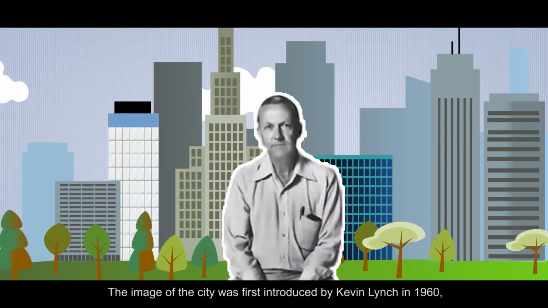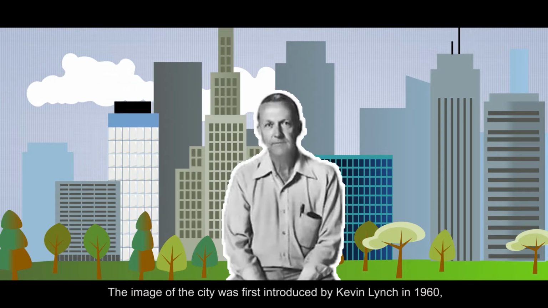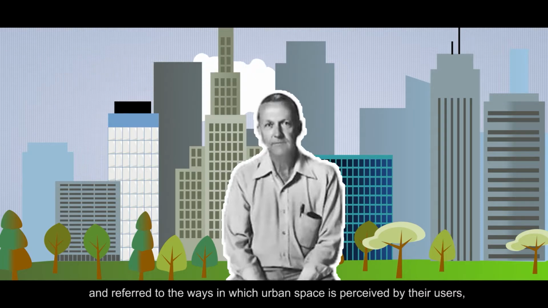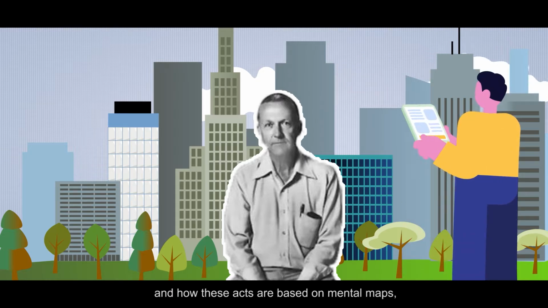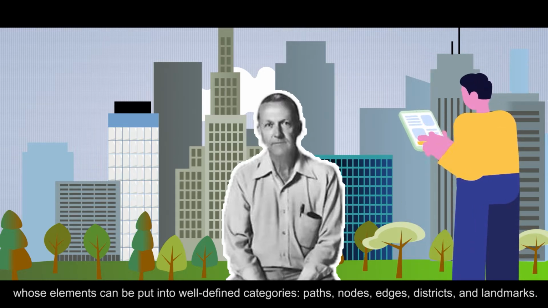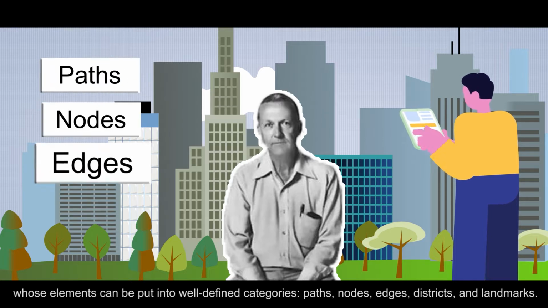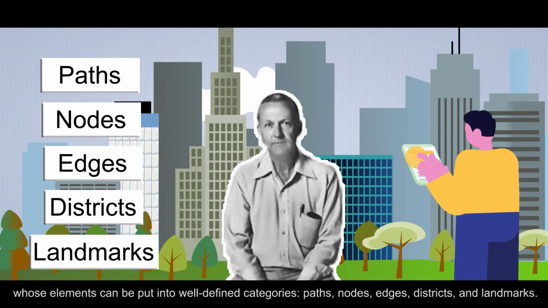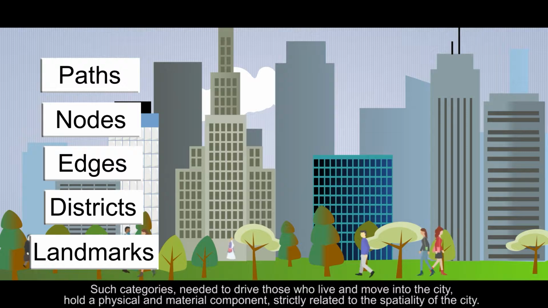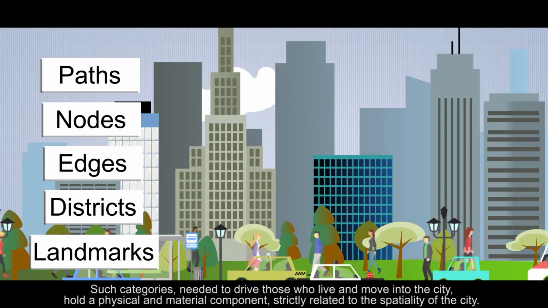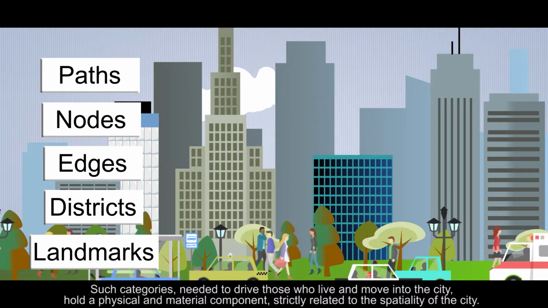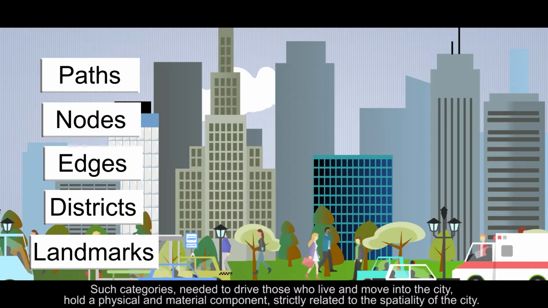The image of the city was first introduced by Kevin Lynch in 1960 and referred to the ways in which urban space is perceived by its users, and how these acts are based on mental maps, whose elements can be put into well-defined categories: paths, nodes, edges, districts, and landmarks. Such categories, needed to guide those who live and move in the city, hold a physical and material component, strictly related to the spatiality of the city.